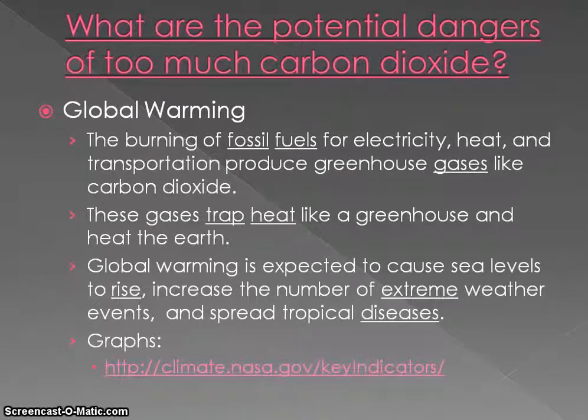Now, one of the big problems that we have with fossil fuels is that when we burn them, we produce greenhouse gases like carbon dioxide. And these gases trap heat like in a greenhouse. And global warming is expected to cause sea levels to rise, increase the number of extreme weather events like hurricanes, and spread tropical diseases. Let's take a look at a website that shows us how this is going to happen.